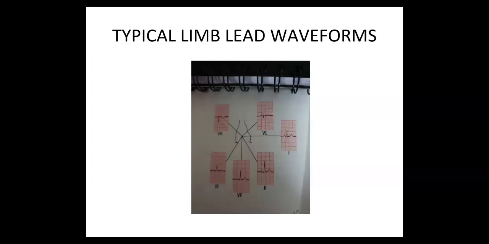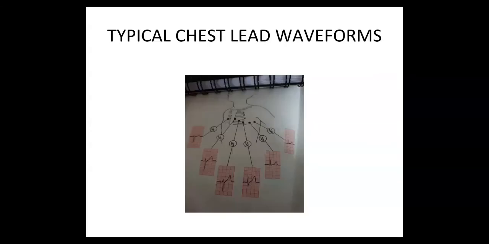The typical limb lead waveforms for a normal subject for lead 1, lead 2, lead 3, AVR, AVL and AVF are shown in the picture. The typical chest lead waveforms for a normal subject V1 to V6 are shown in the picture.